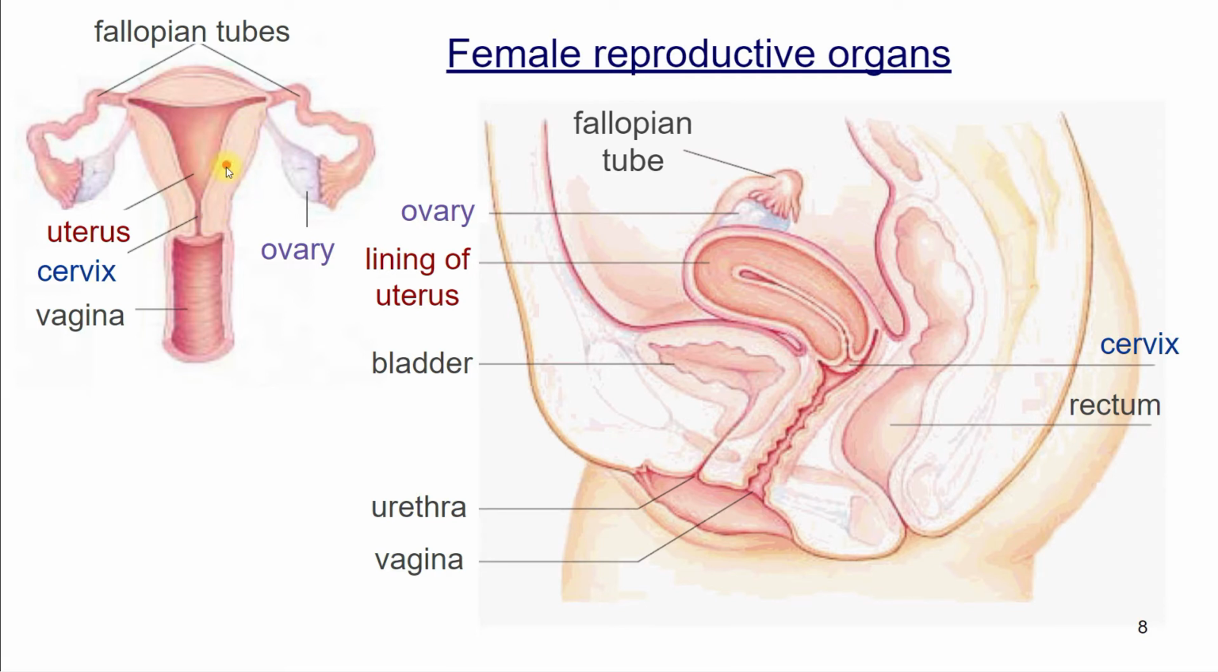Now, if an egg is not fertilized within a couple of weeks of it being released each month, then these walls are not necessary anymore. And so this thick lining of the uterus is expelled out of the vagina. Now this is called menstruation, the loss of the lining of the uterus. It's called menstruation or the period.